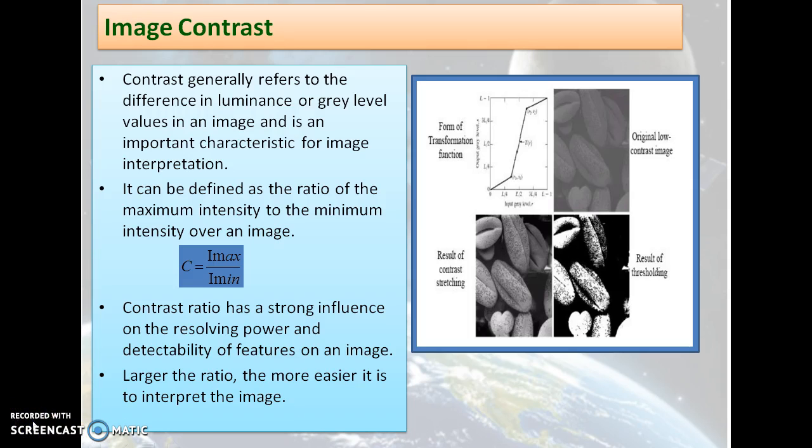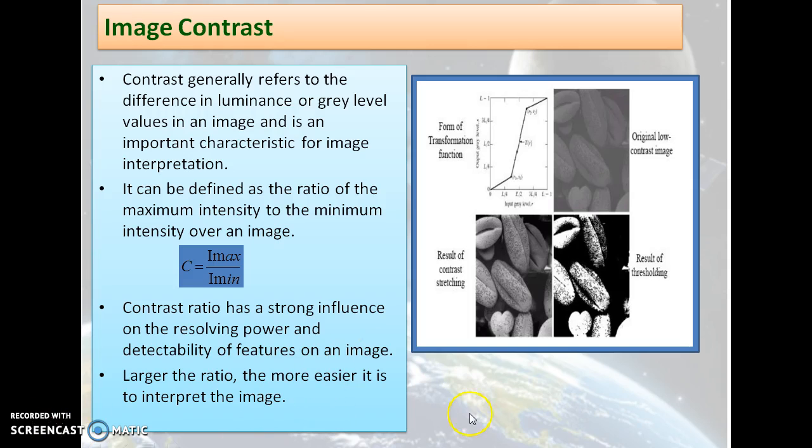Contrast in an image can be defined as the ratio of the maximum intensity to the minimum intensity over an image. And mathematically, it can be expressed by the given relationship as shown in the slide. C is equal to intensity maximum divided by intensity minimum. And this contrast ratio has a strong influence on the resolving power and detectability of features on an image. The larger the contrast ratio, the easier it is to interpret the image.